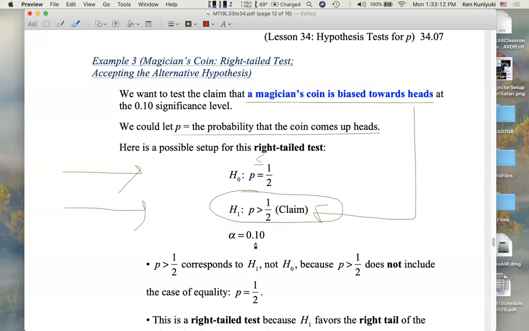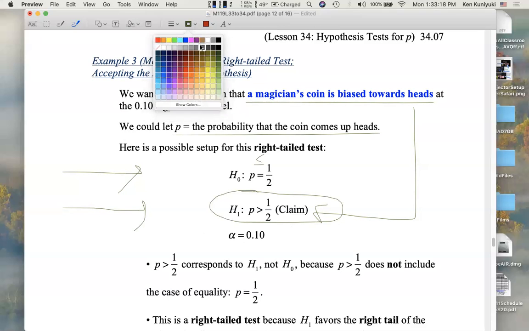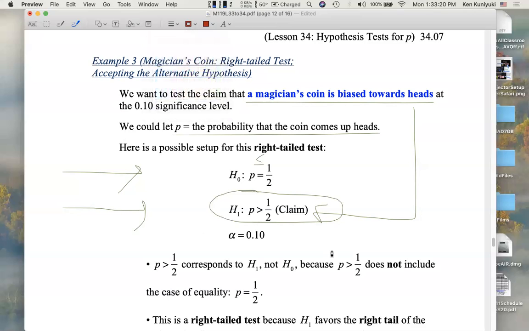Alpha is 0.10, significance level. And it's a right-tailed test because this alternative favors the right tail. It favors higher values for P.